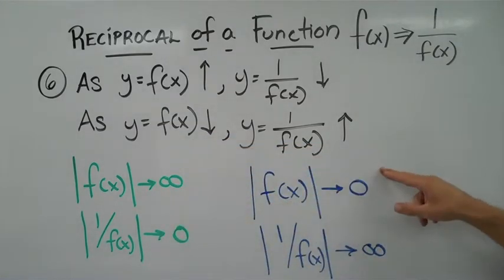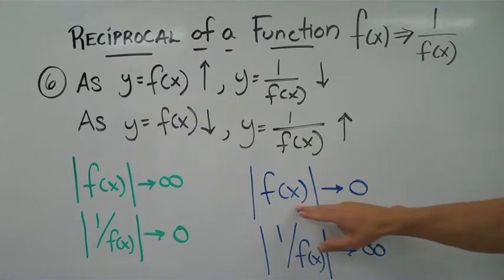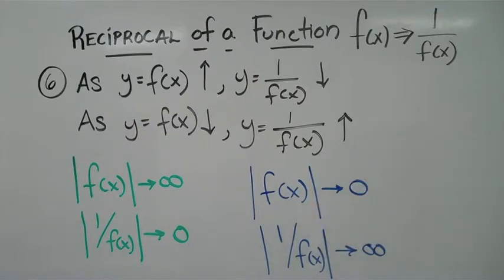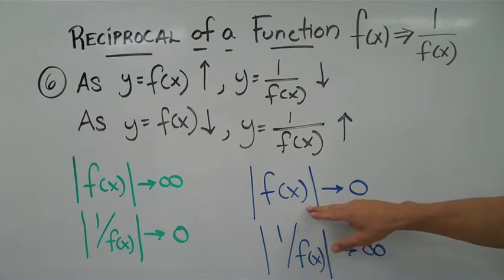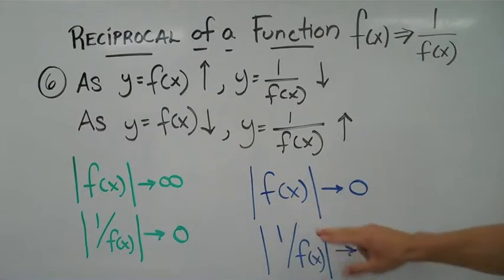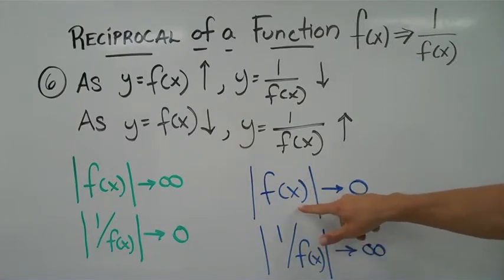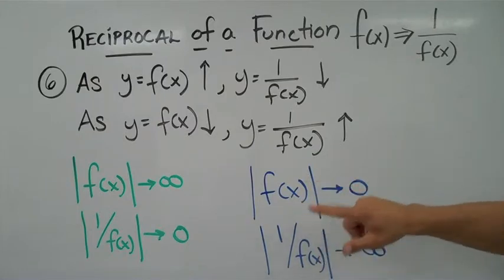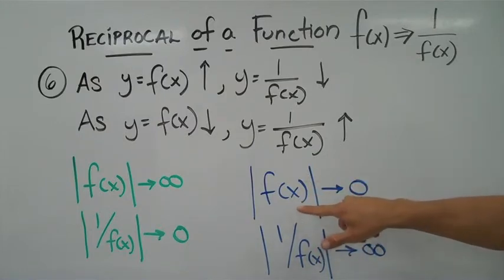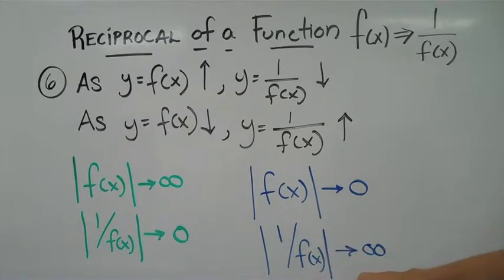Similarly, if f of x is going to 0 from either above or below, then its reciprocal is either going to positive or negative infinity. The absolute value will go to infinity. So if this is getting smaller and smaller to 1, 0.5, 0.25, 0.125, this is going to get bigger and bigger towards positive infinity. And if this is going negative 2, negative 1, negative 0.5, negative 0.25, negative 0.125, this will be going bigger and bigger towards negative infinity.